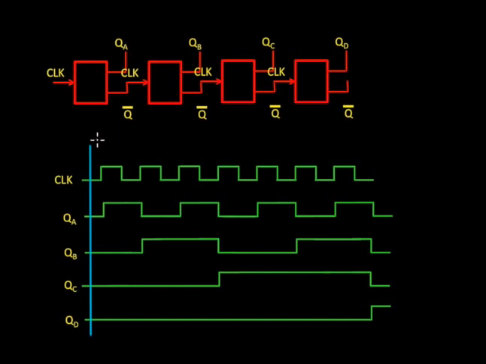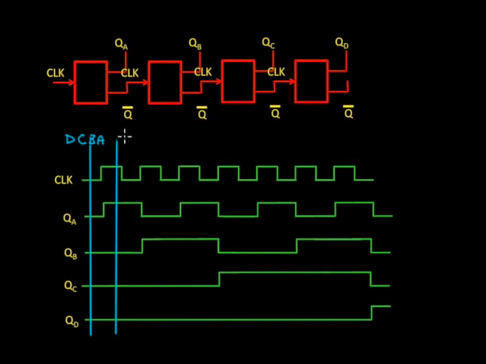The most significant bit, the digit with the highest value, is represented by the last flip-flop on the right, QD. The least significant bit is QA, so our binary value is read up from the bottom to the top, or DCBA.